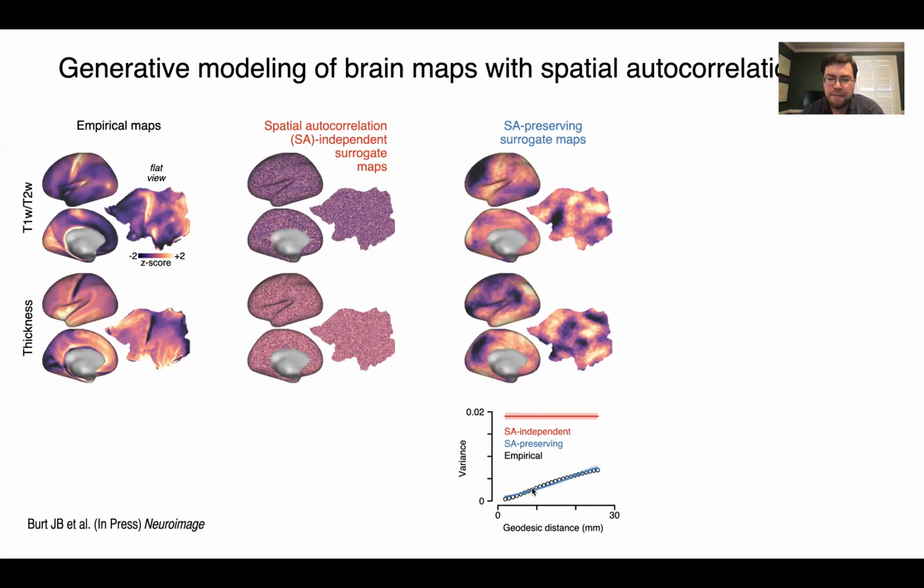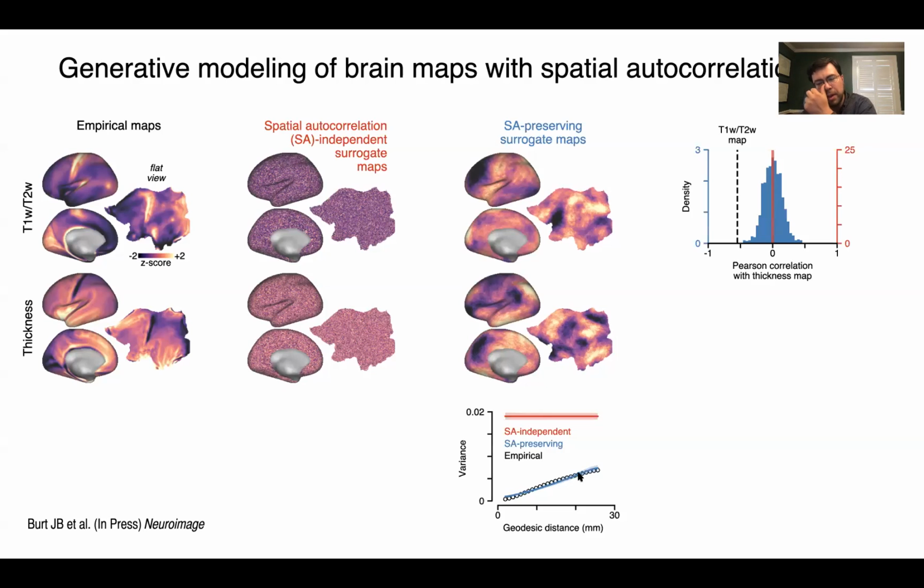And we can, again, fit the spatial autocorrelation structure to the empirical map. And so to give one example of this, if here we're testing whether the T1, T2 map is significantly aligned with the thickness map, our autocorrelation-naive, conventional Pearson p-value would give very implausible p-values. But instead, if we use the autocorrelation-preserving surrogate maps, we can generate a plausible null distribution against which to compare our target.